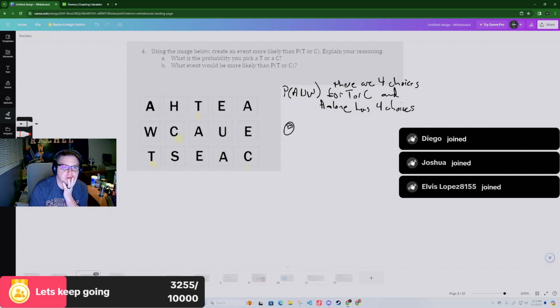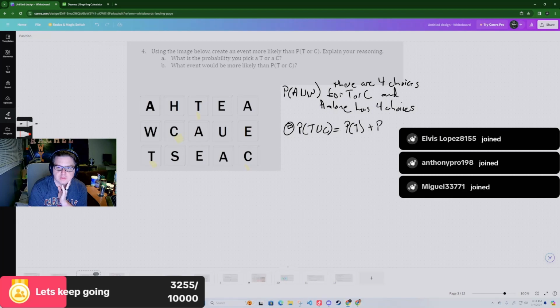So, all right, let's do letter A. What is the probability you pick a T or a C? So probability of T, let's not do or, let's do the right symbolism for it. T or C. So we're going to do the probability of T plus the probability of C. So if we look at the probability of T, we said there were 2. 1, 2, 3, 4, 5, 10, 15 choices. And the probability of C is 2 out of 15 as well.